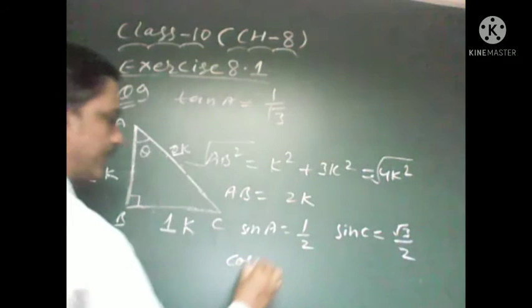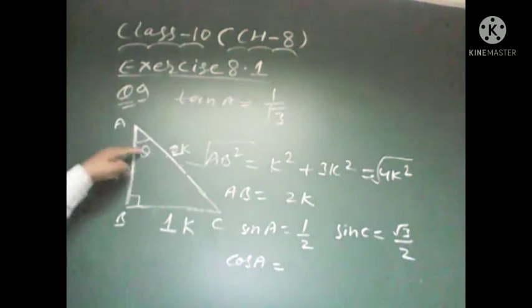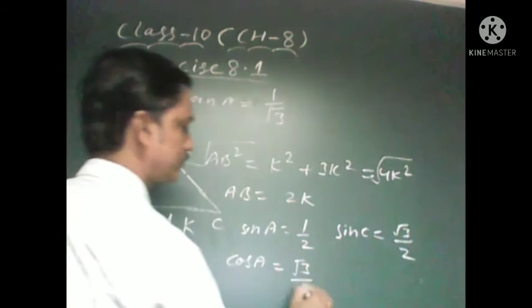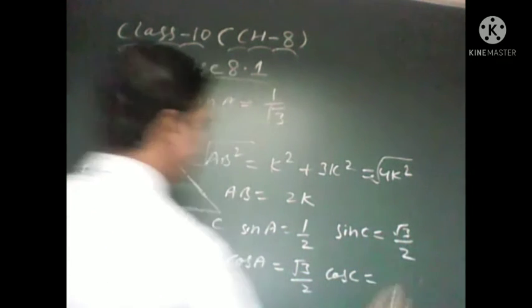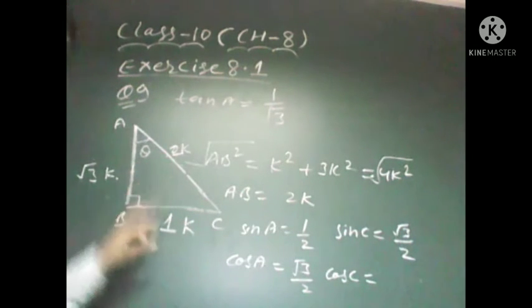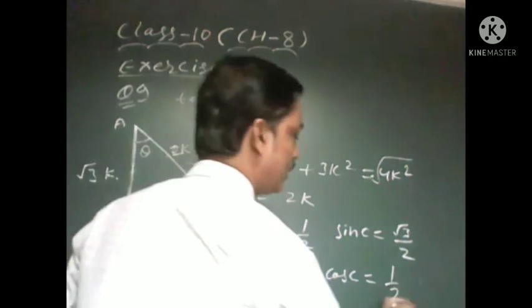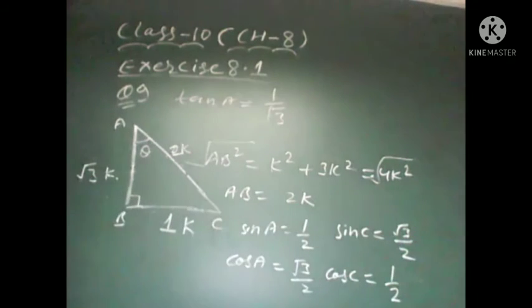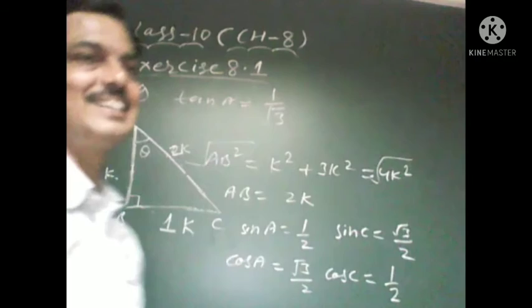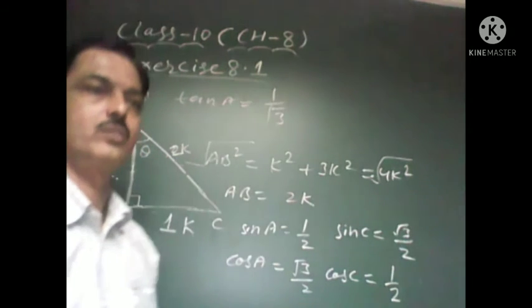Similarly, we can calculate cos A. What is cos A? Adjacent upon hypo, under root 3 by 2. What is cos C? Cos C is adjacent upon hypo, 1 by 2. Now by putting these four values in the given two expressions, you can easily calculate the values. Okay.